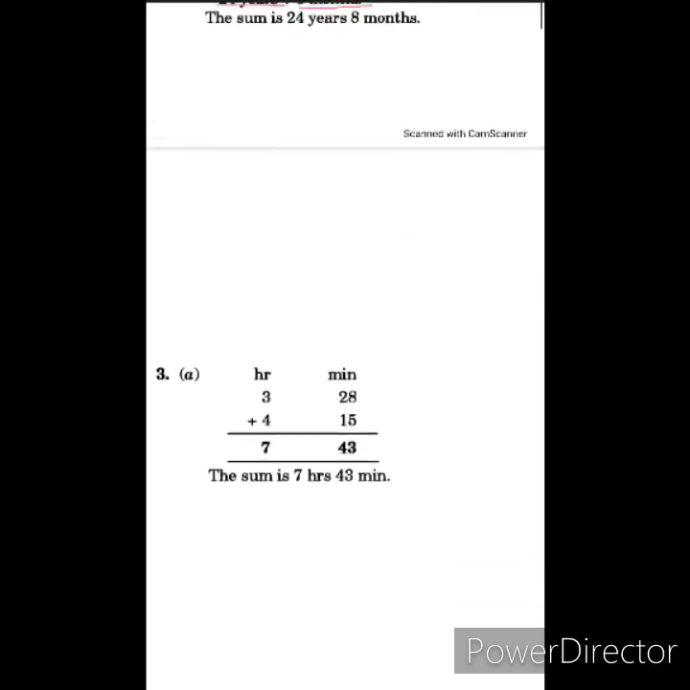Now let's move on to question number 3a. Question number 3a is about hours and minutes. As we have already read how to do this, let us get started with the normal addition. 3 hours 28 minutes plus 4 hours 15 minutes. So let's add the minute side now. 28 plus 15 is 43. 3 plus 4 is 7. As we have not exceeded 60, the answer will remain the same. So the answer of the sum is 7 hours 43 minutes.